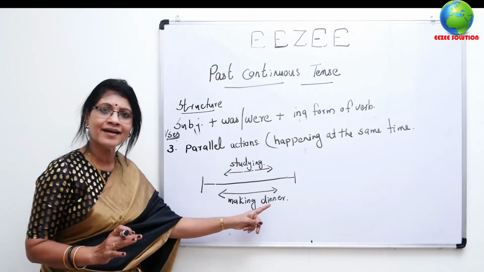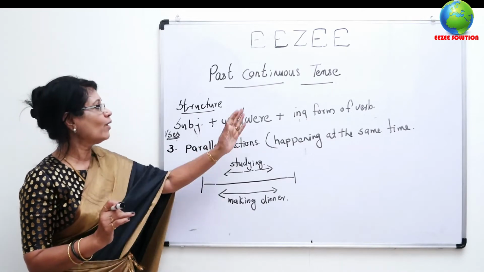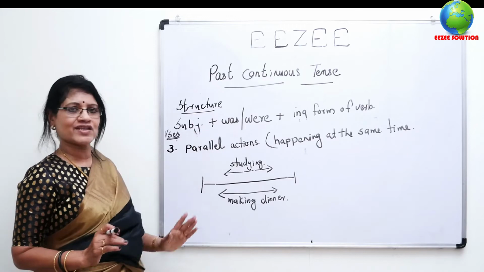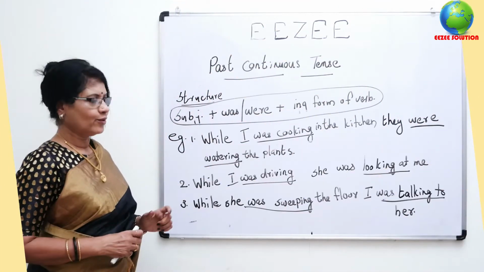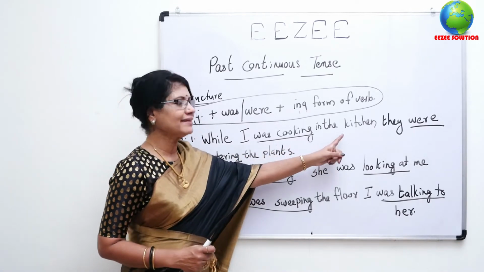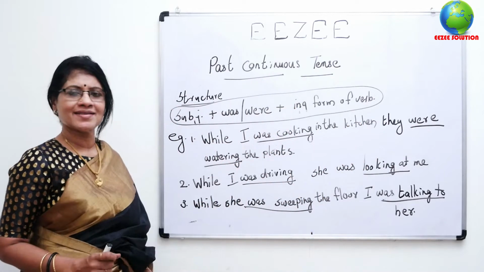I was making dinner. Two actions at the same time. So I use past continuous tense there. For parallel actions, we can use past continuous tense. So the examples. While I was cooking in the kitchen, they were watering the plants.